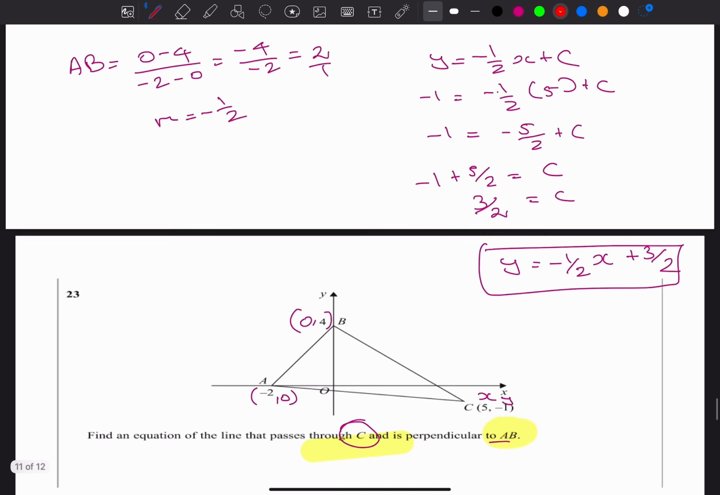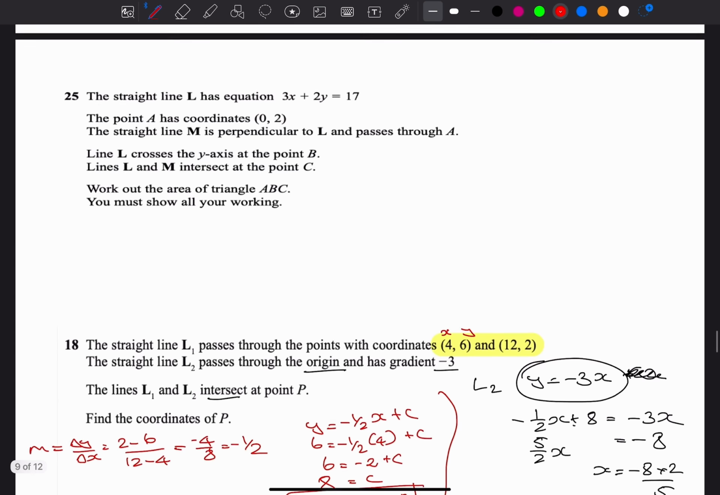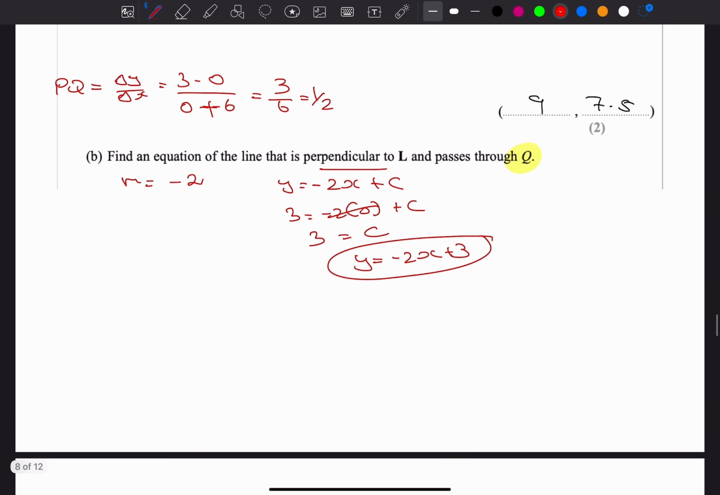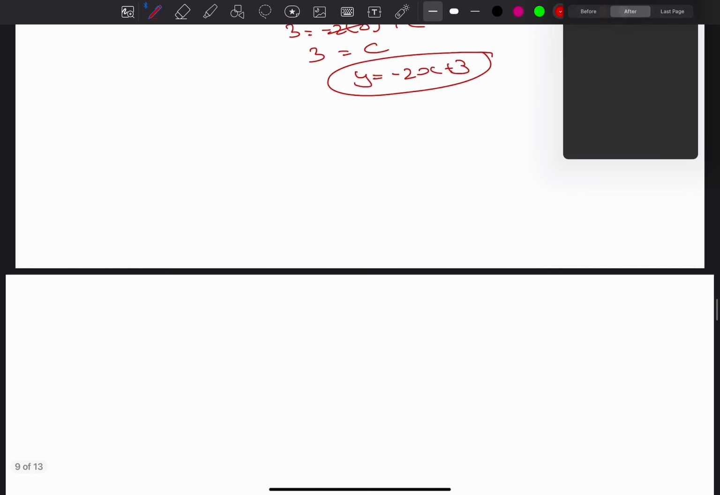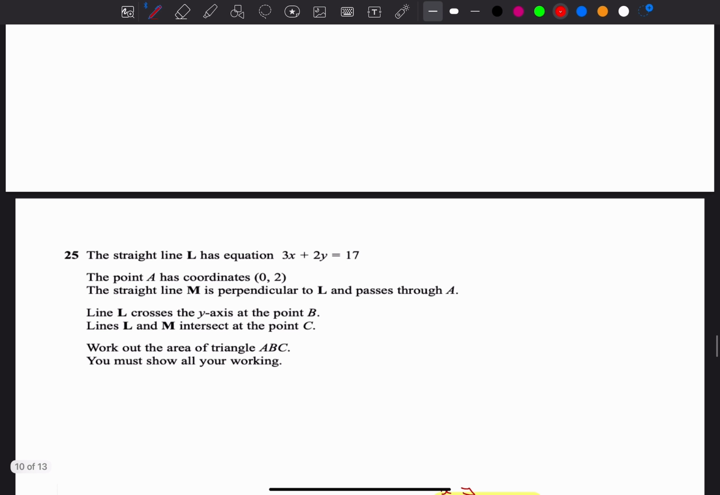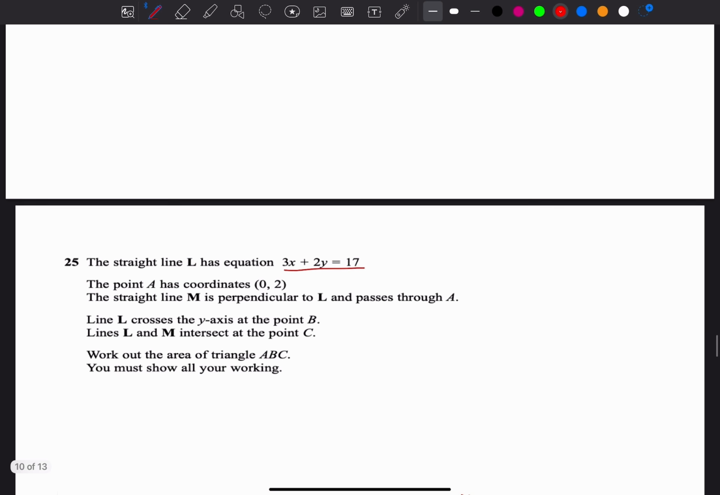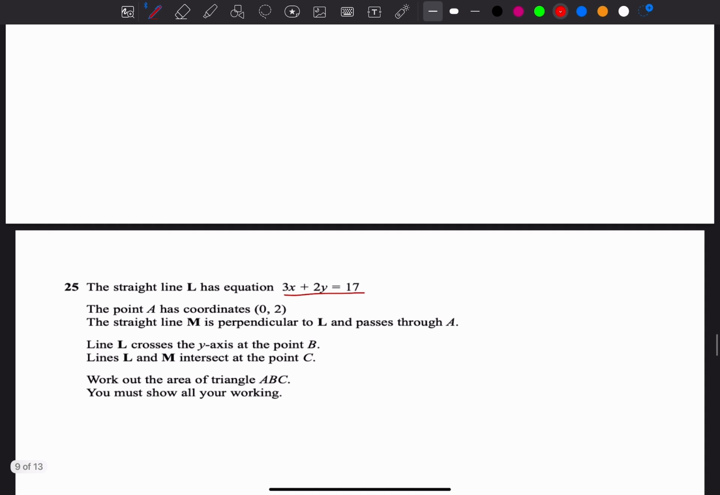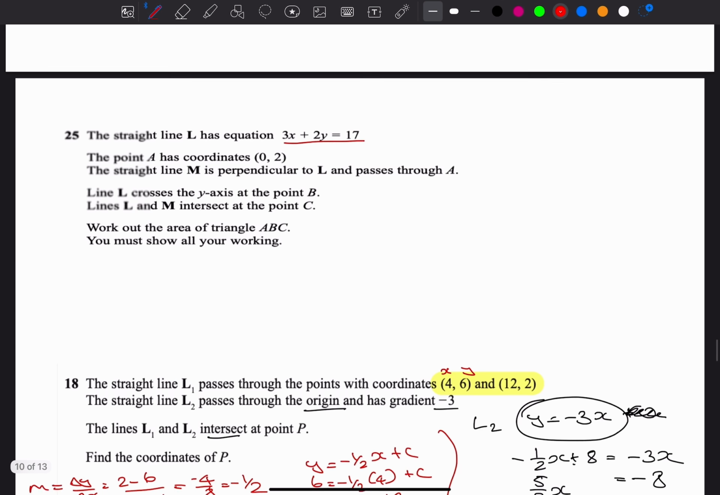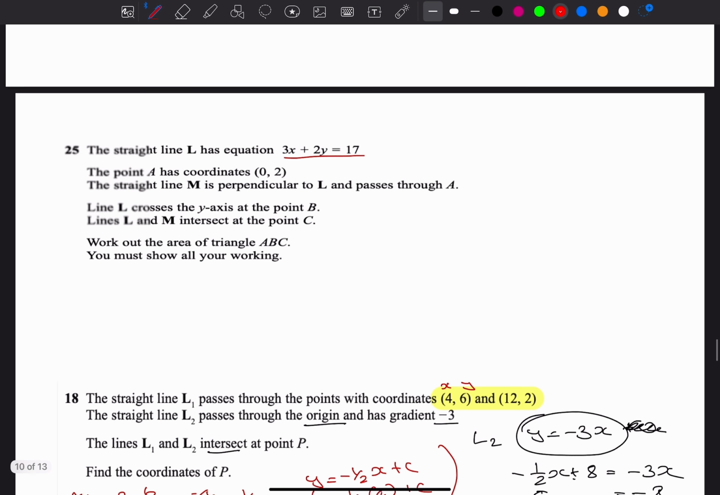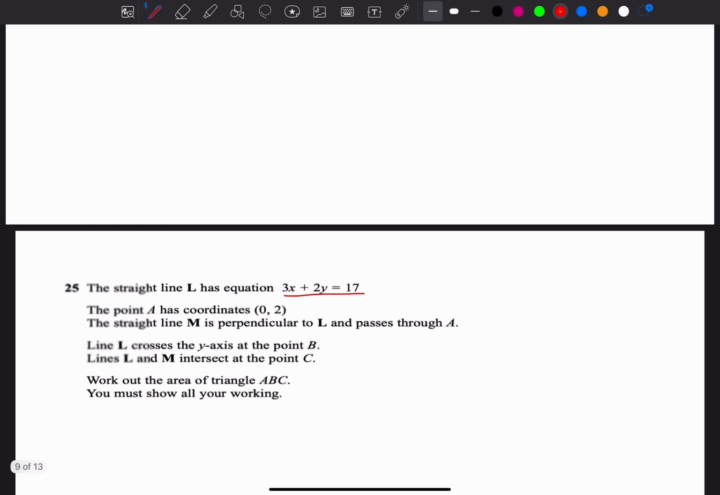Right, we'll go back to the last question, which I needed more space for. There you go. The equation is this, and the point A has a coordinate, straight line M passing through it. The line L crosses the point into the area.